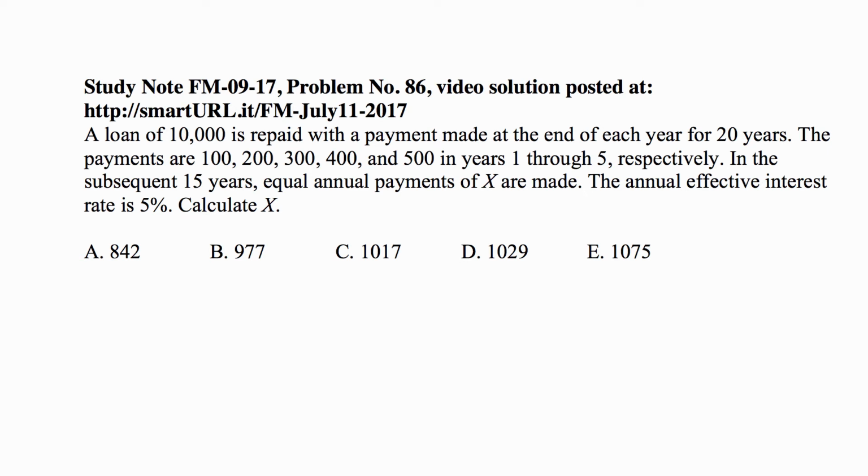Calculate X. So I want you to notice immediately that these payments in the first 5 years form an increasing annuity, but not the standard unit 1. The standard unit 1 would be 1, 2, 3, 4, 5. This is 100 times that.